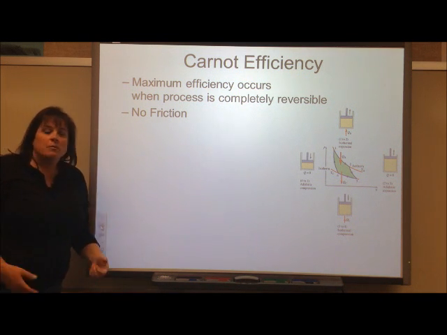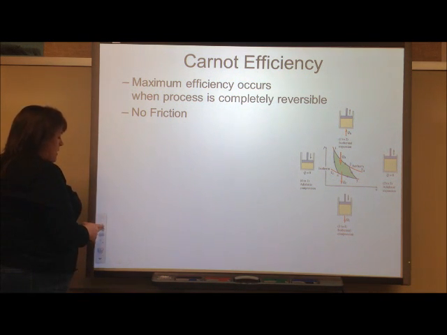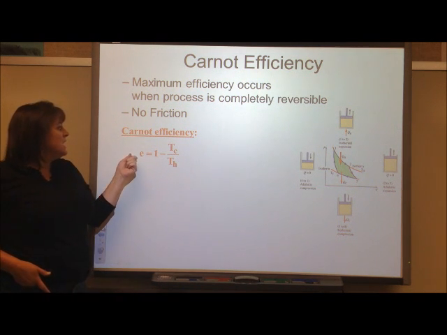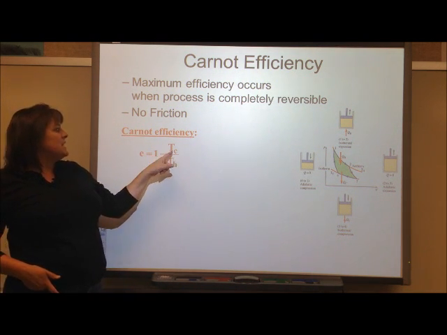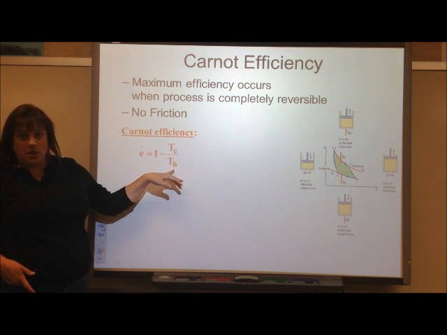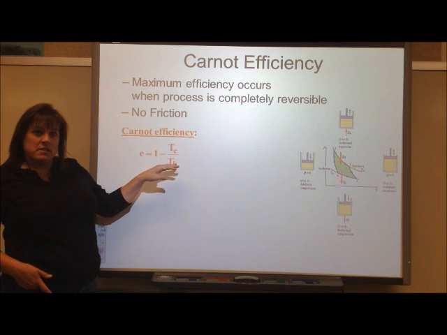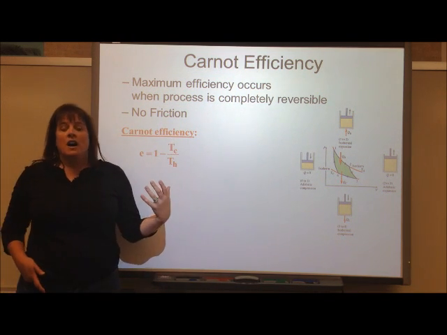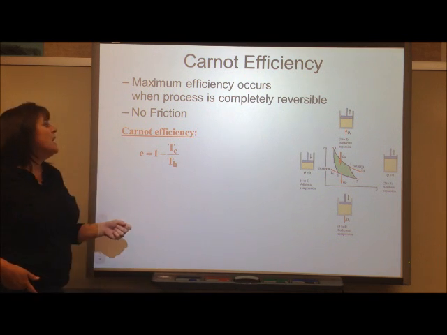Now, if it were completely reversible, we would have a different efficiency. The Carnot efficiency of an engine is E equal to 1 minus the cold temperature reservoir divided by the hot temperature reservoir. So notice these are not Q's. This is not the amount of heat that's flowing. It's actually a ratio of the temperatures.